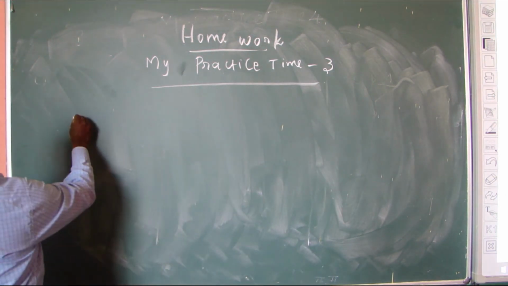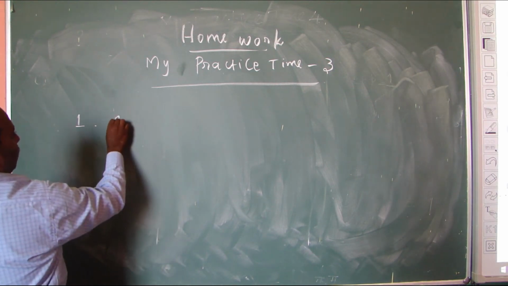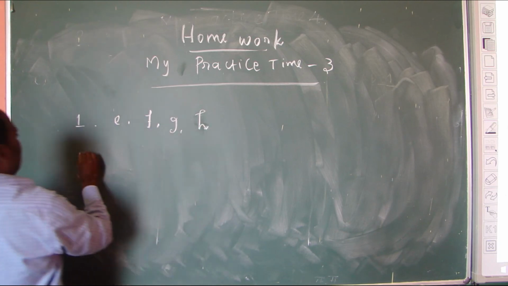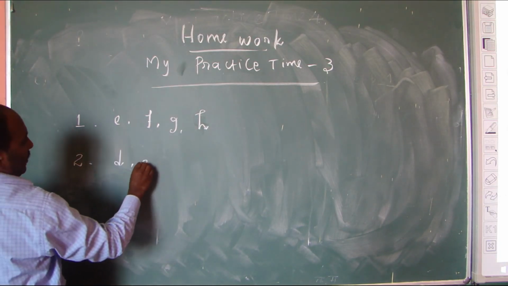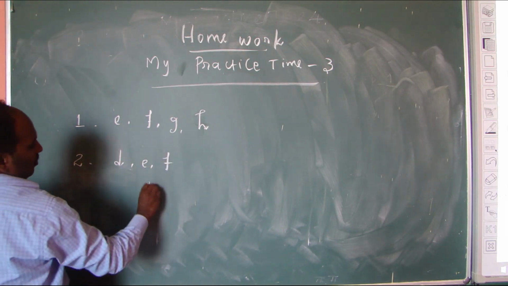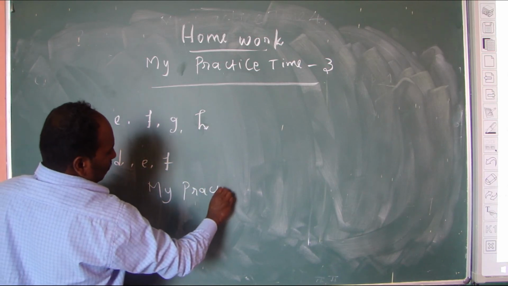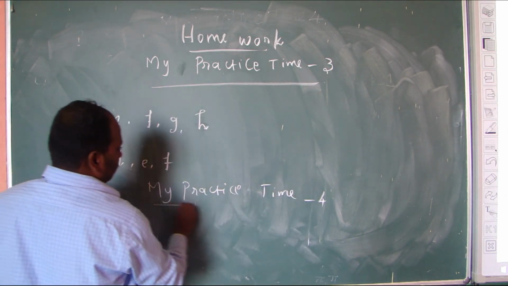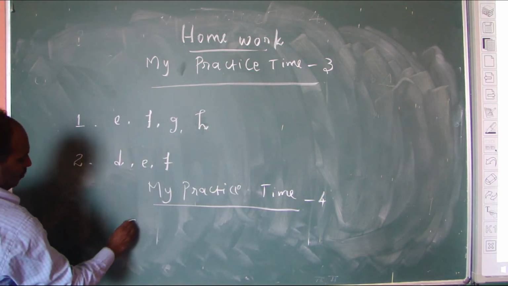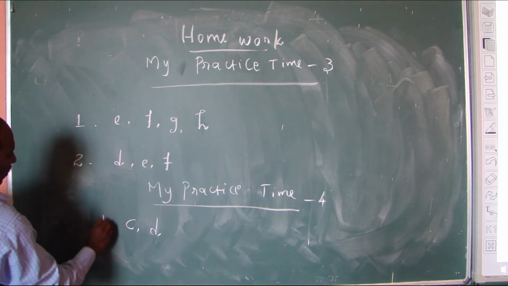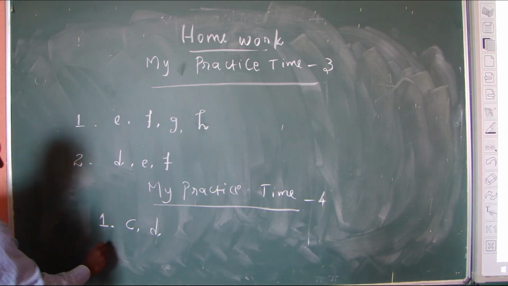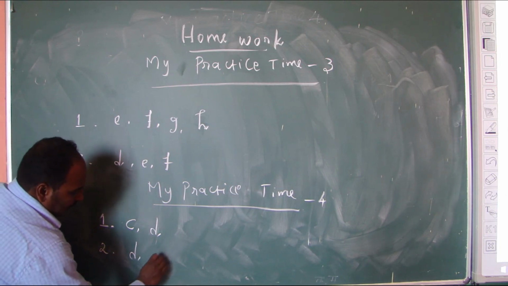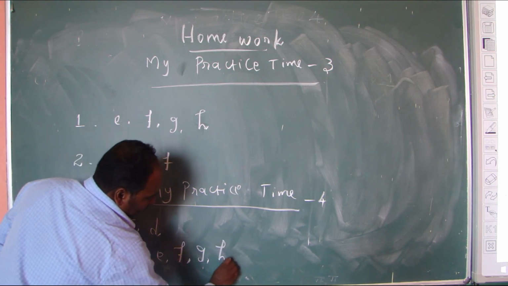Practice time 3, first Roman: E, F, G, H, and the second Roman: D, E, F. Next, practice time 4, first Roman: C, D. Next, second Roman: D, E, F, G, H, I.